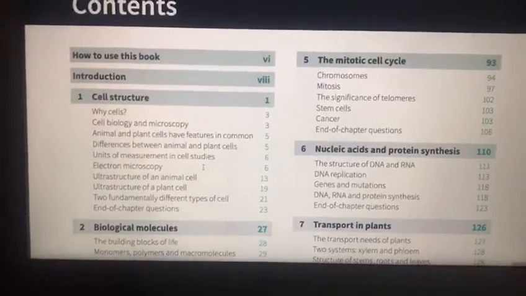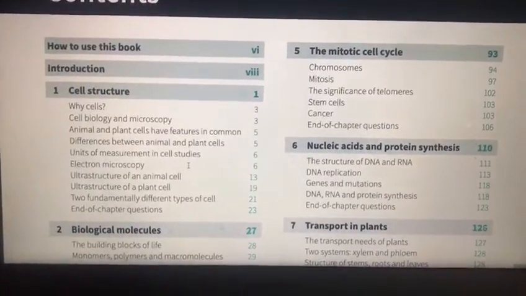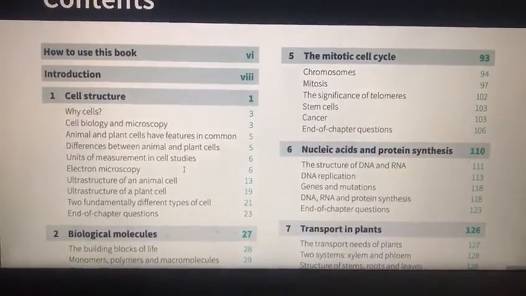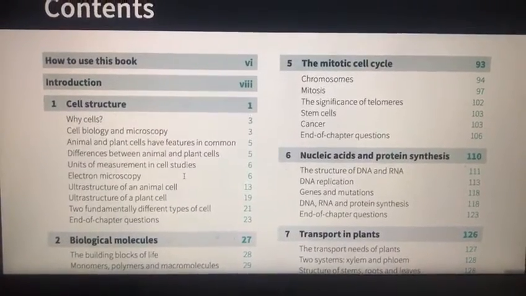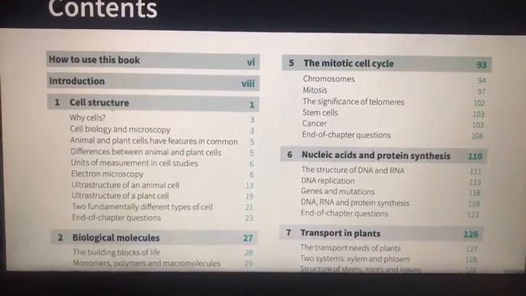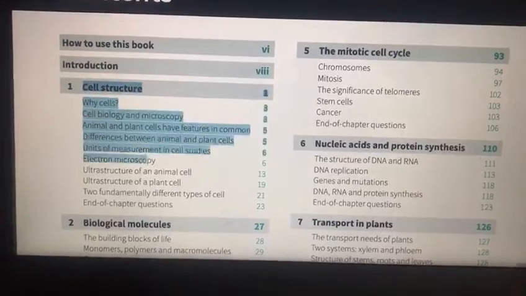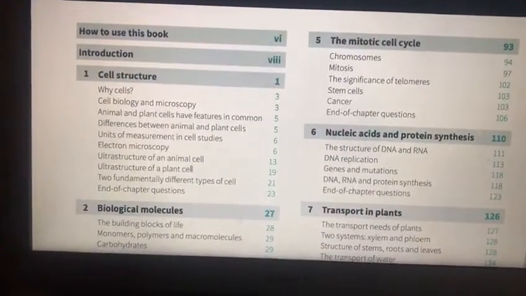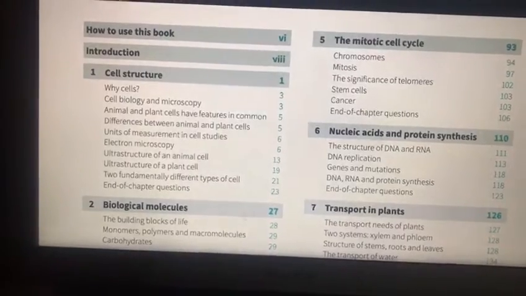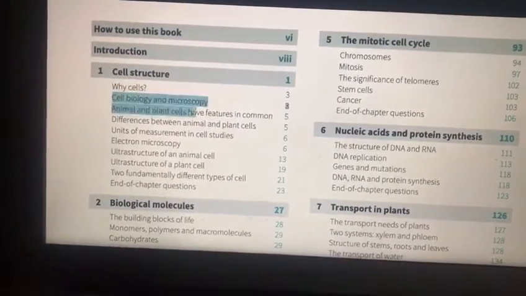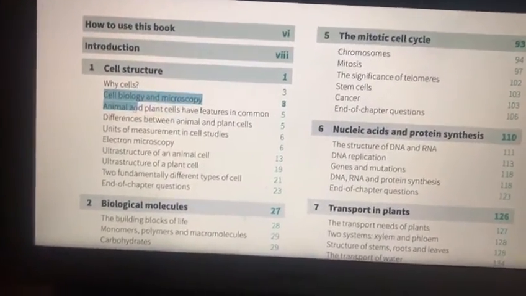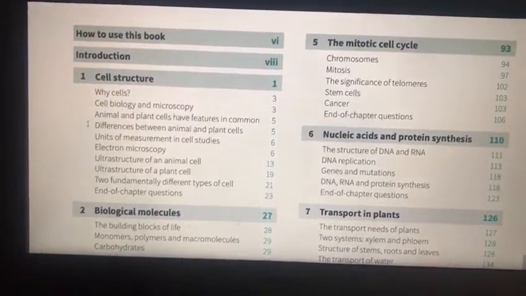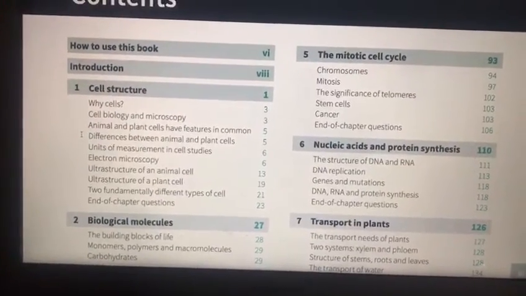Also, a lot of the technical bits that end up troubling students in exams, things that they didn't really expect to show up, a lot of them end up coming from this particular chapter, which a lot of the times students underestimate. We're going to be talking about cell biology and microscopy, the different types of microscopes, animal and plant cells, what they have in common, what is different between them.